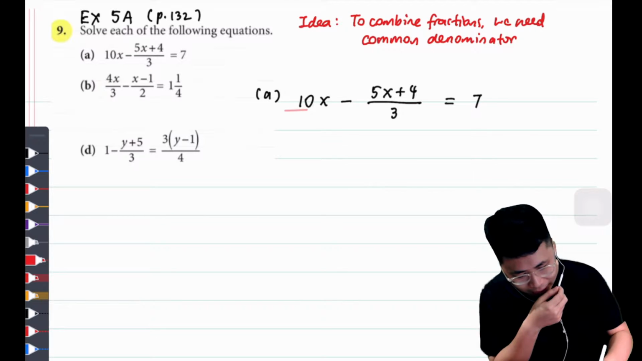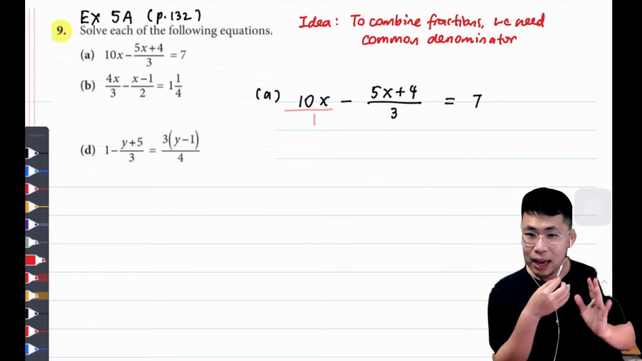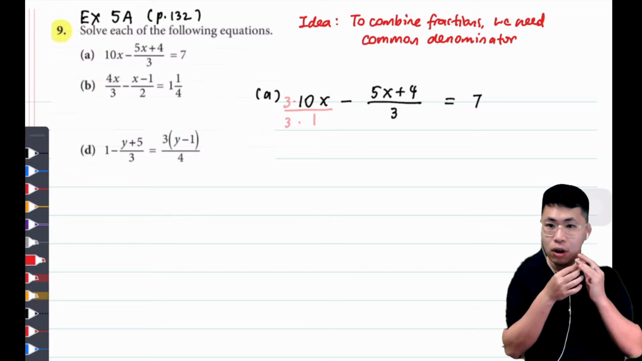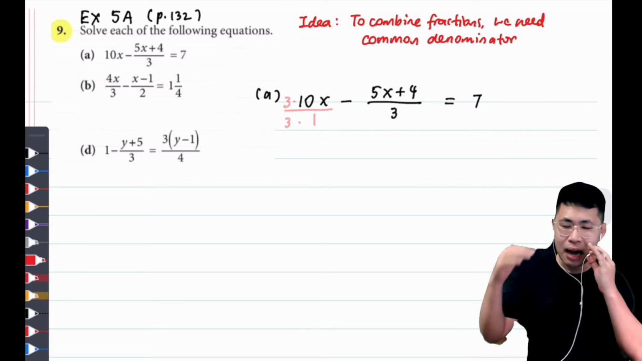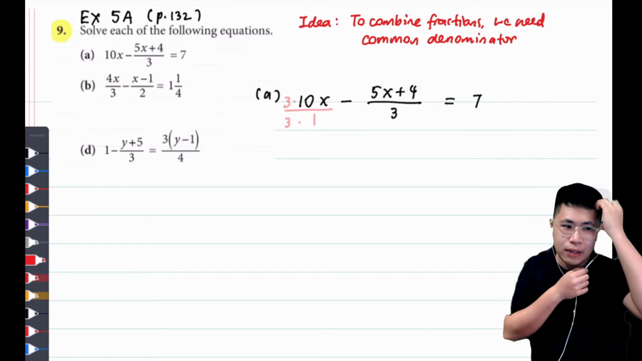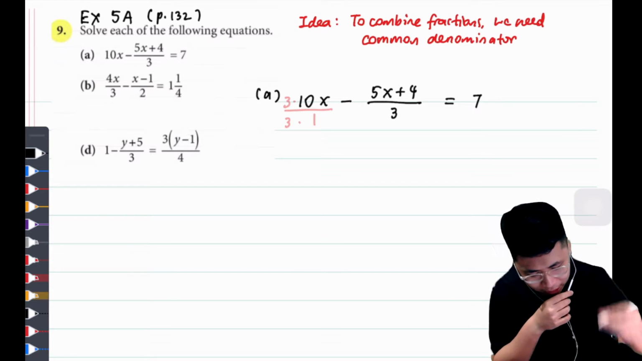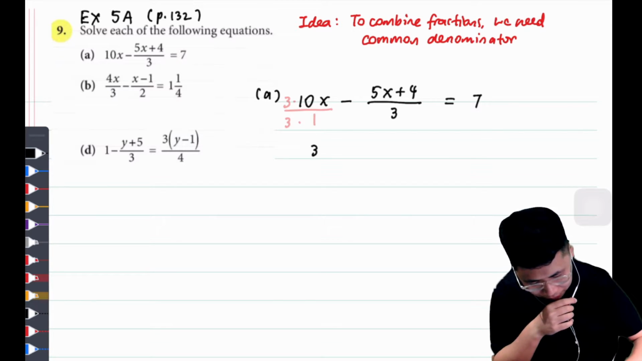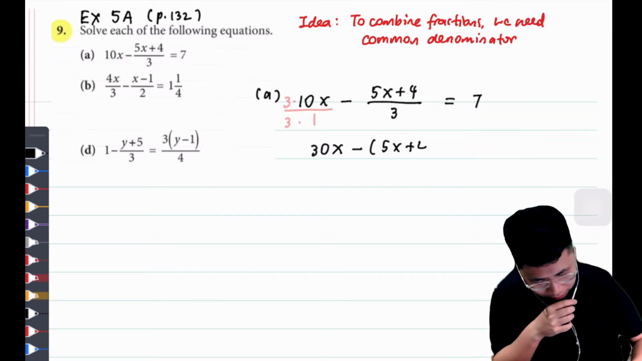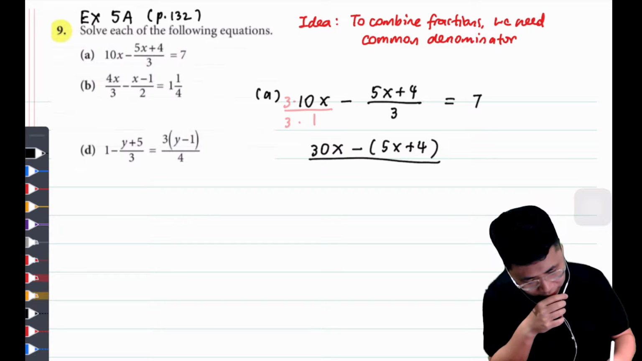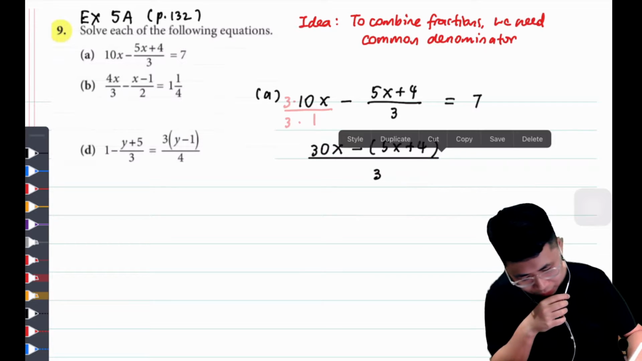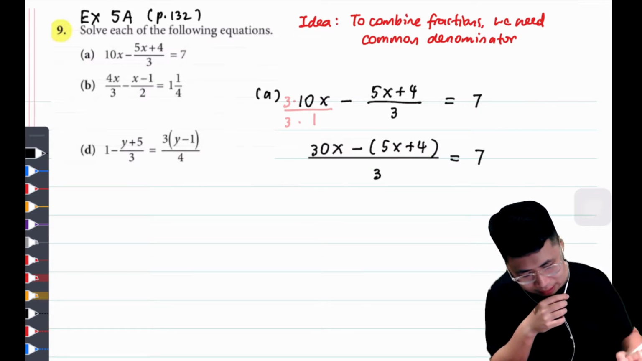Over here we have 10x over 1 on the left hand side, and we need to multiply by 3, and we balance it by multiplying by 3 on top. The idea about balancing is either you balance top and bottom, or you balance left and right. So let us combine this. 3 times 10x gives me 30x minus a bracket. The bracket is very important. And the whole thing over 3, equals 7.